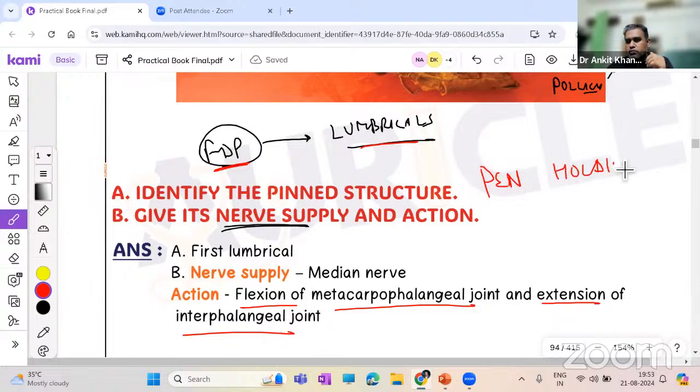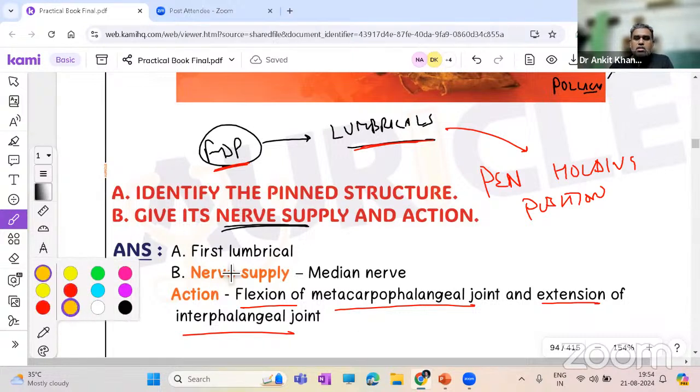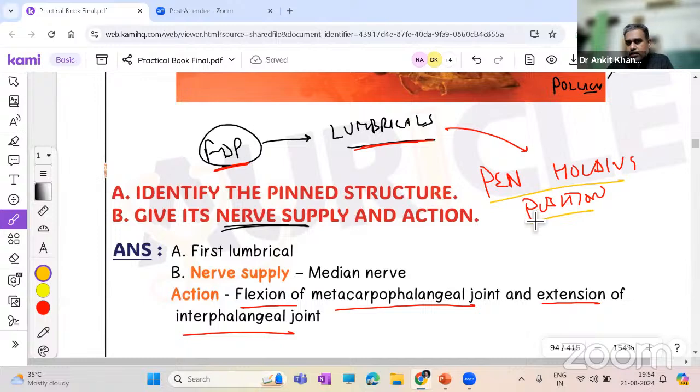Pen holding position. Because this is again one of the most commonly asked questions for your MBBS journey and post MBBS also, meaning MCQ entrance, PG entrance. So if you remember pen holding position, then you know the actions of lumbrical. Similarly, I will take this opportunity and tell you that if the lumbricals are paralyzed, then you might have heard of a clinical situation known as clawing of hand.